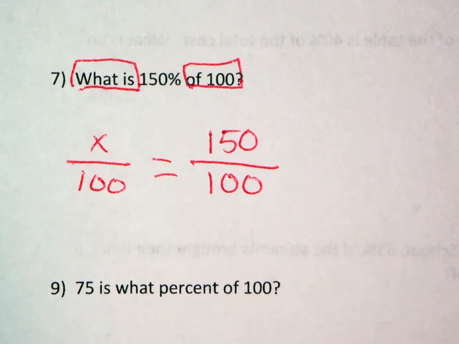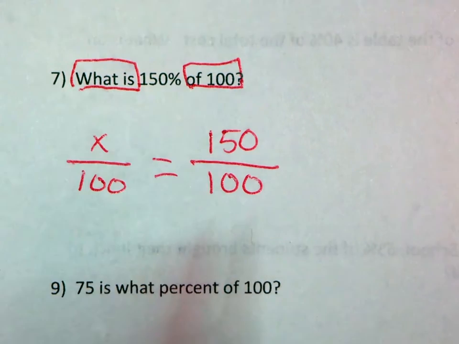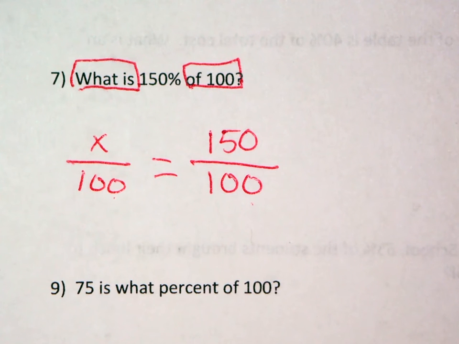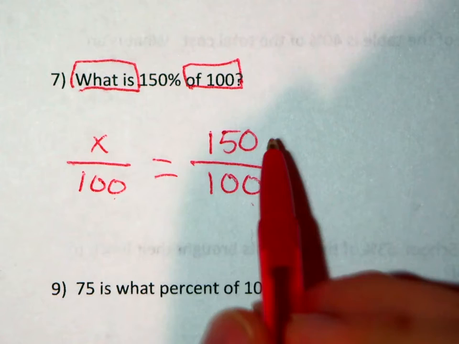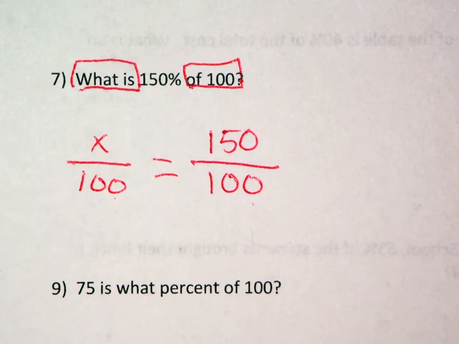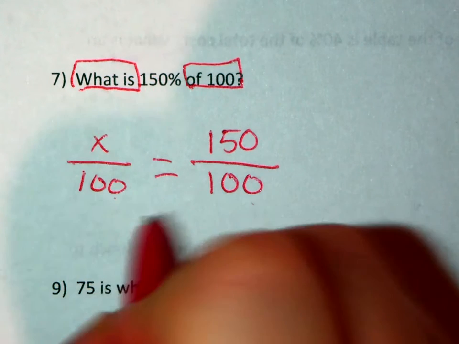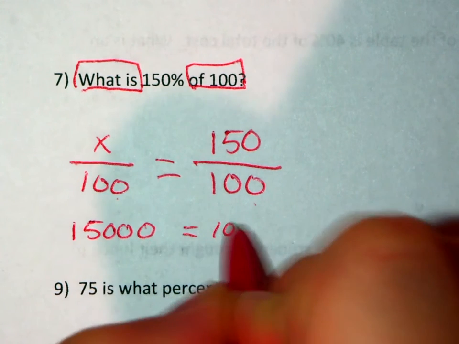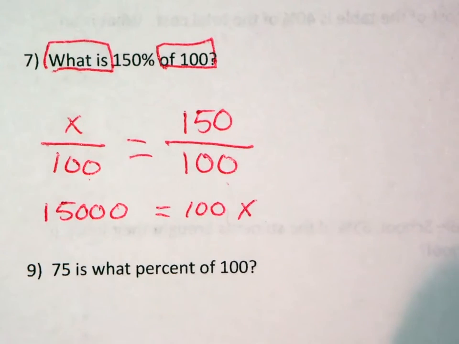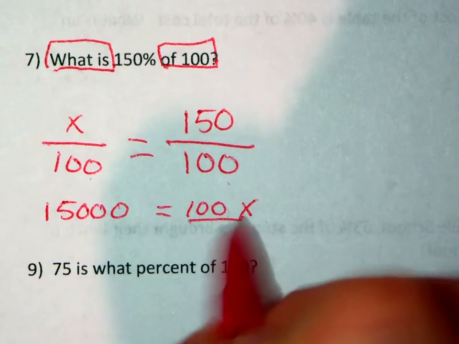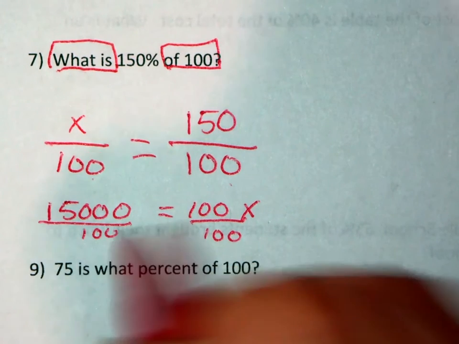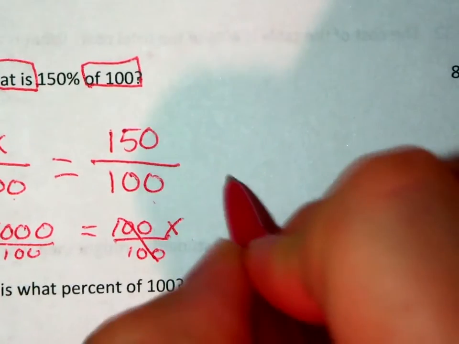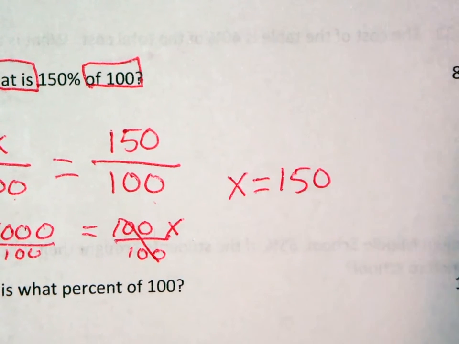Now hopefully by now you should be able to look at this problem and realize my numerators are the same. Or sorry, my denominators are the same. So my numerators are going to be the same. But if you didn't see that, we can go ahead and cross multiply. And so I would multiply 100 times 150 and get 15,000 equals 100x. Divide both sides by 100. And we would determine that x equals 150.